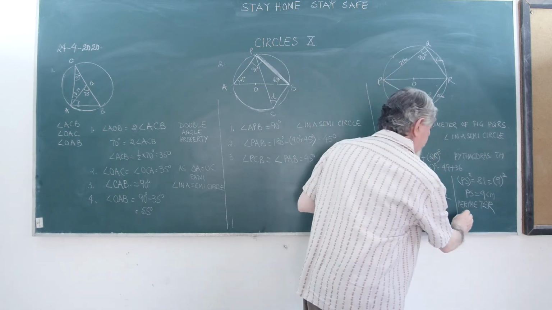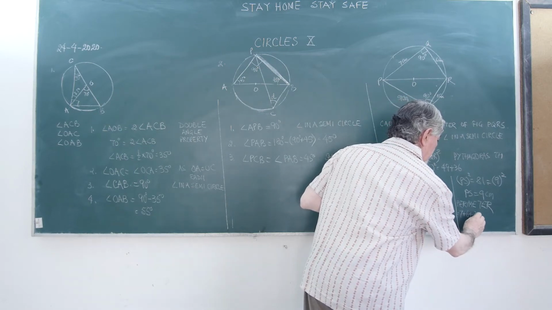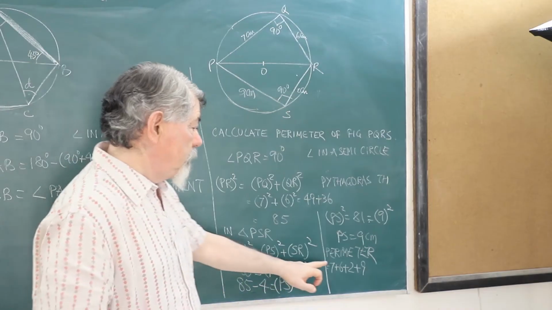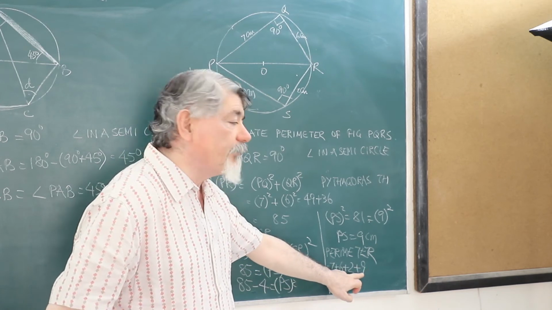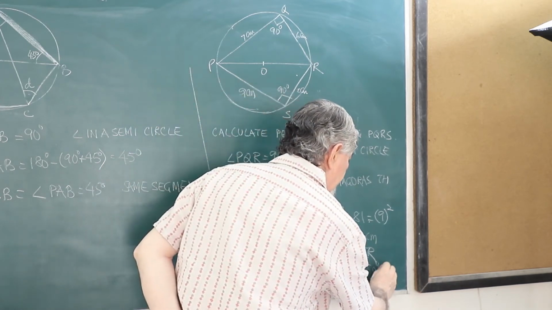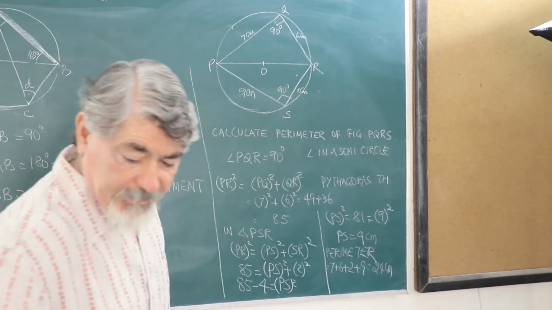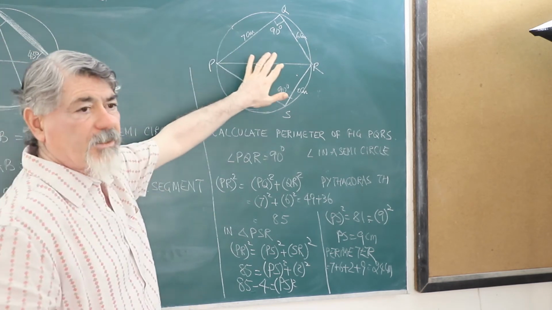7 plus 6 plus 2 plus 9. 7, 6, 13. 13 plus 2, 15. 15 plus 9, 24. 24 centimeter. So he did not ask you to calculate any angles in this particular problem.